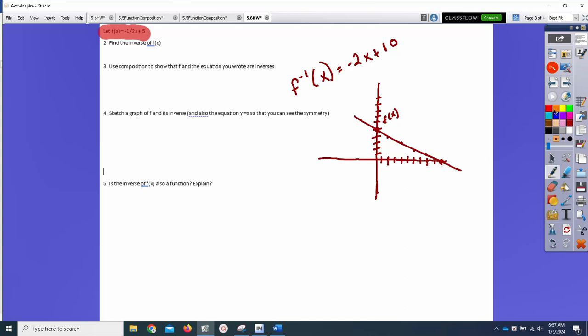Do that in a different color. It's going to fall 2 and run 1. And it should evidently cross from round 5, 3, 4, 5. If we keep falling 2 and running 1, we're going to end up right here. And there is the inverse.